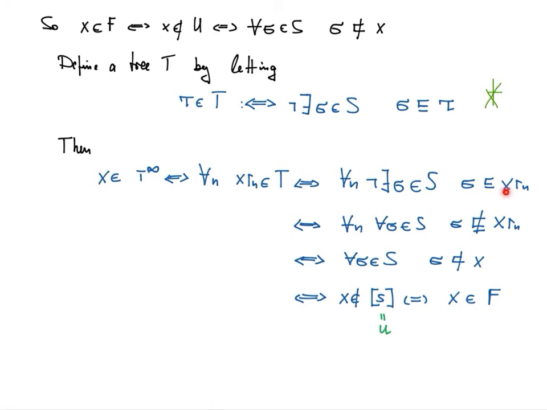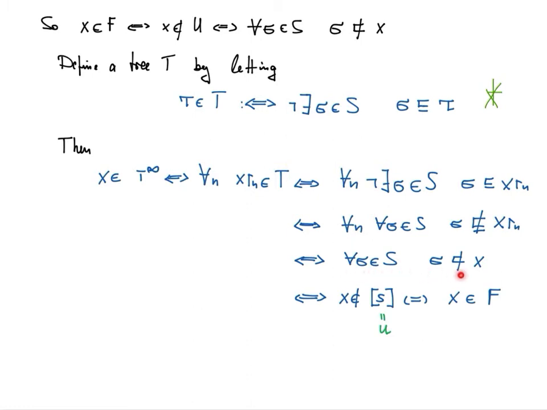That's logically equivalent to: for all n and for all sigma in S, sigma is not an initial segment of X up to n. That in turn is equivalent to this condition: for all sigma in S, sigma is not an initial segment of X. The reason is simply that to be an initial segment of an infinite sequence, you would already be an initial segment of a finite initial segment of that sequence. So this is how we get from here to here and back.